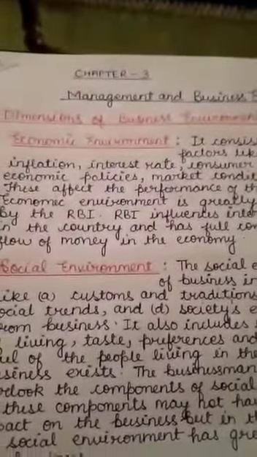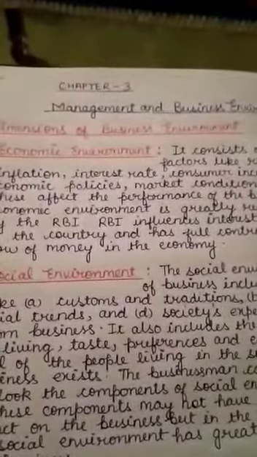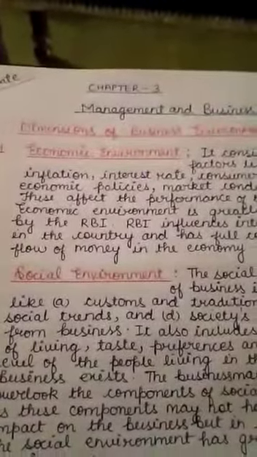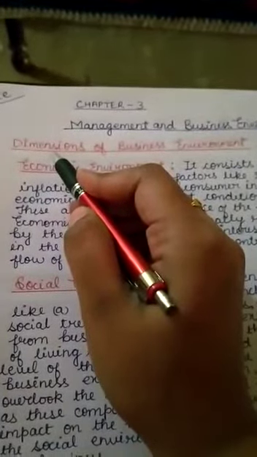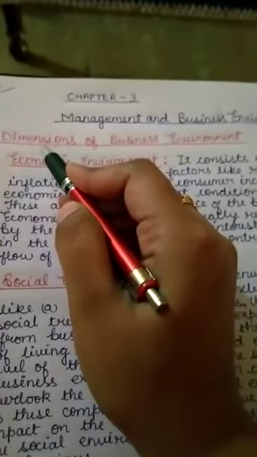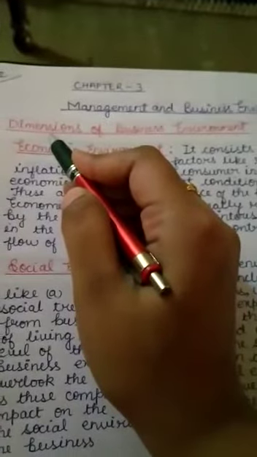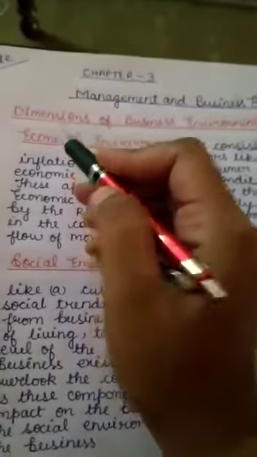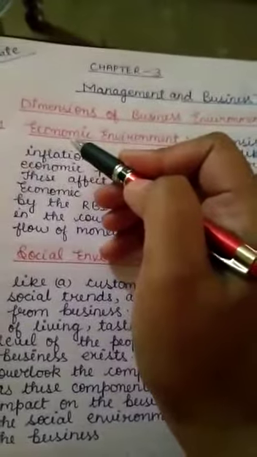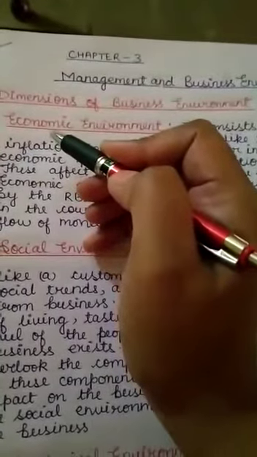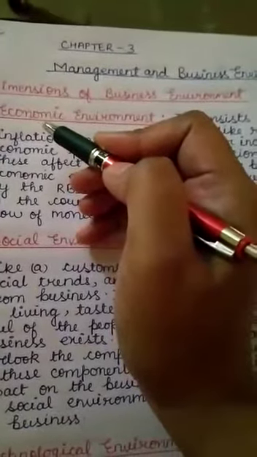Now come to our topic, that is management and business environment. This is chapter number 3, management and business environment. And our topic is dimensions of business environment. First of all, what is the meaning of dimension here? Dimension means aspect: aspects of business environment. There are 5 dimensions of business environment, which include political, economic, social, technological and legal. They are considered important for decision making to improve the operations of the business firm.